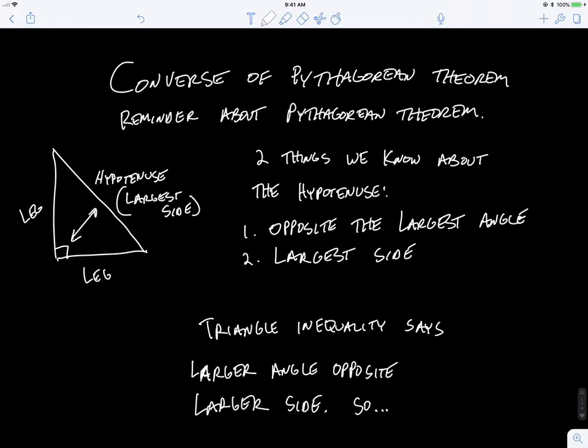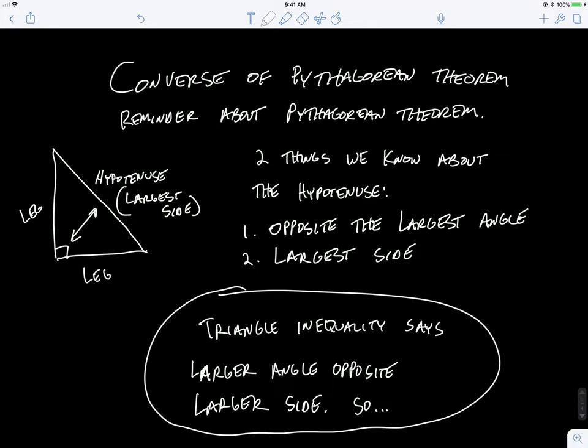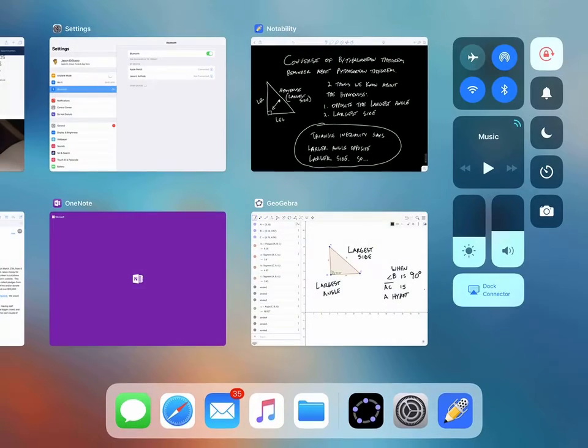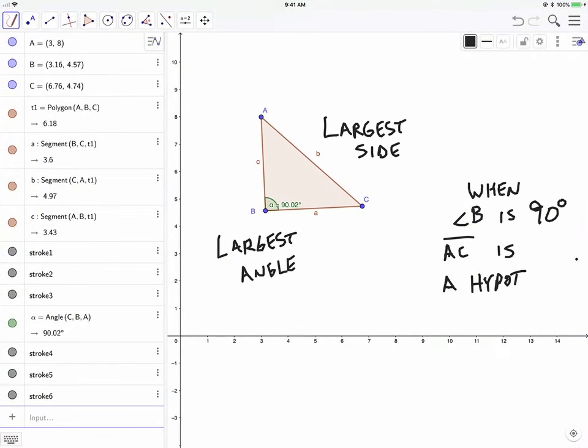The other two smaller sides are the legs. So really that's the triangle inequality, which I'm reminding you of: the largest side is opposite the largest angle. So the goal is, if I give you the lengths of three sides of a triangle, can you tell me if it's a right triangle, an acute triangle, or an obtuse triangle? Let's look at this animation here.